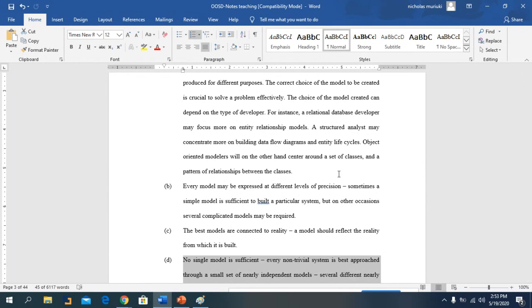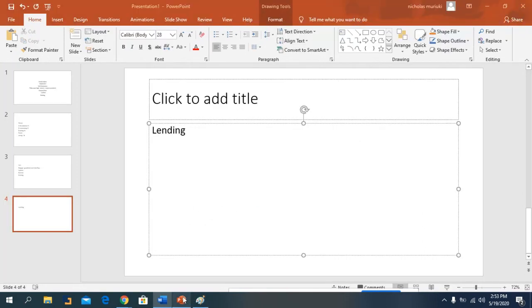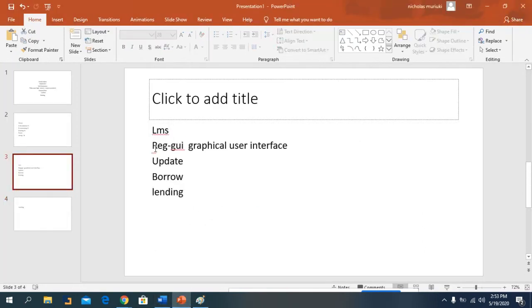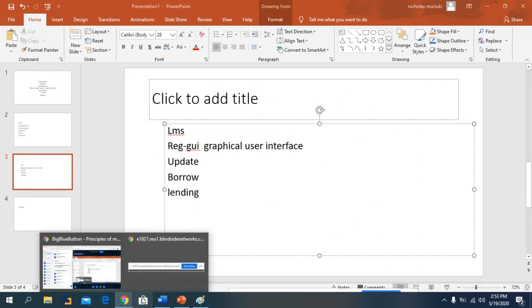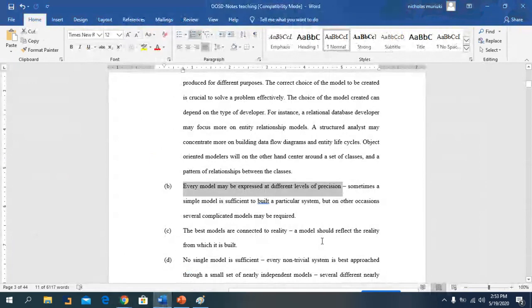The next main principle that you can look at when you're coming up with these models is that every model may be expressed at different levels of precision. Don't present them at the same level. So when I'm presenting the first one, I can maybe present it as registration. The next one is update. The next one as borrowing. The next one as lending. So treat these as independent models. And when you treat them as independent models, you'll be able to create them in a manner that the users will still be able to understand the model that you have created.